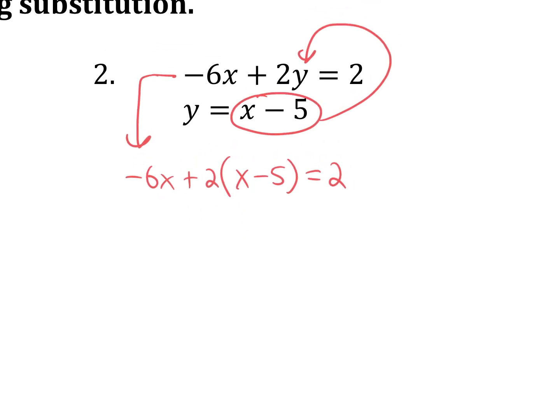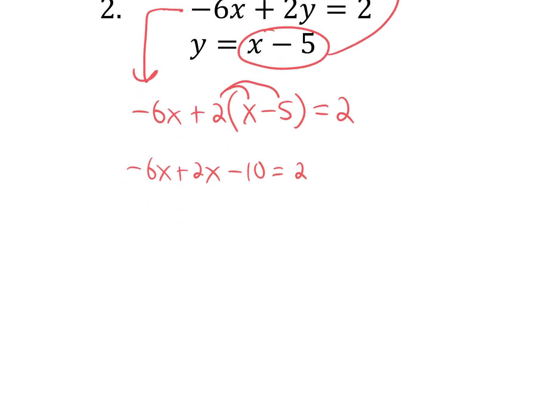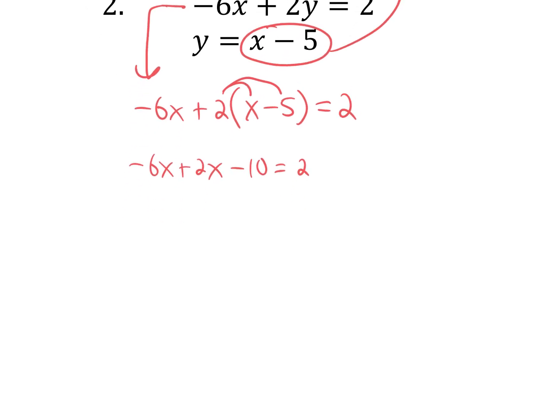If you want to pause it and solve from here, otherwise we're going to keep going. Anything to distribute? 2 times x, so we got negative 6x plus 2x. 2 times negative 5 is negative 10 equals 2. Anything else to distribute? No. Any like terms? Yep, negative 6x plus 2x is going to be what? Negative 4x minus 10 equals 2. Solving for x, we're going to add 10. Get negative 4x equals what? 12.